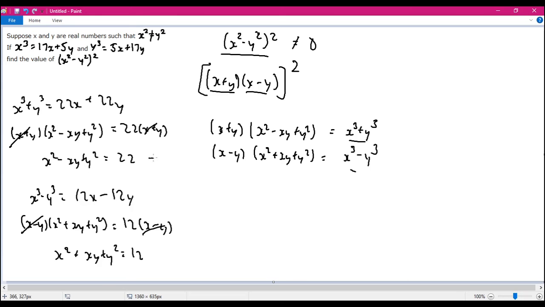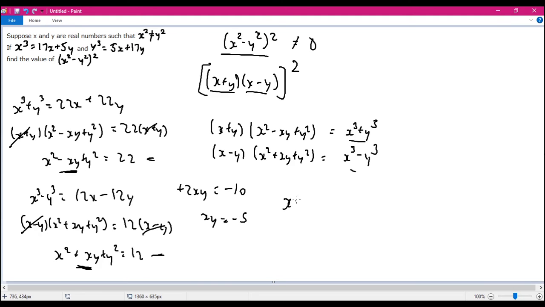Now notice, between this equation and this equation, the only thing that's different is this term right here. What's going on with that term? Well, we see from this thing, if we add 2xy, then we get this thing. What happens to the number? 22 goes down to 12, it's minus 10. So we have xy equals negative 5.